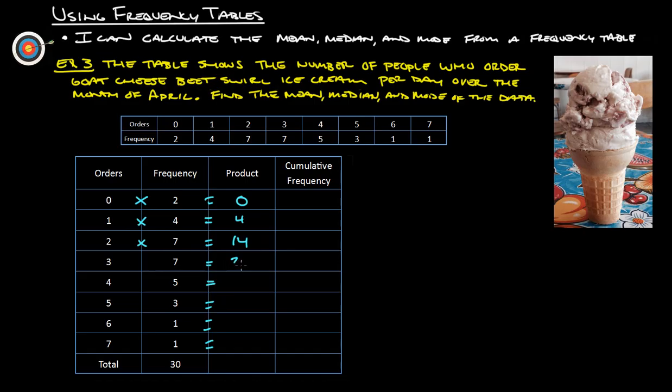So 3 times 7, 21. 4 times 5 is 20. 5 times 3 is 15. 6 times 1 is 6. 7 times 1 is 7. Okay, so these are the total number of beet swirl ice cream cones that we ordered.